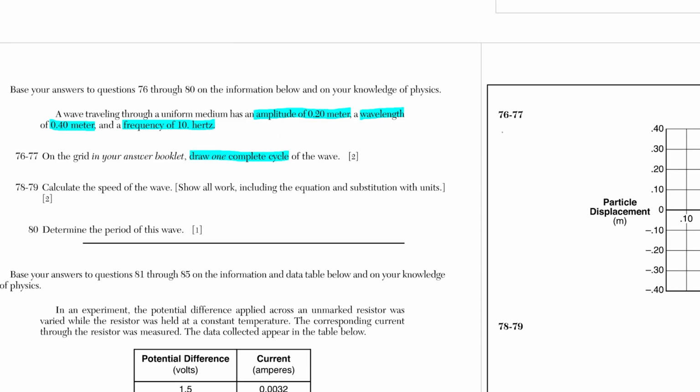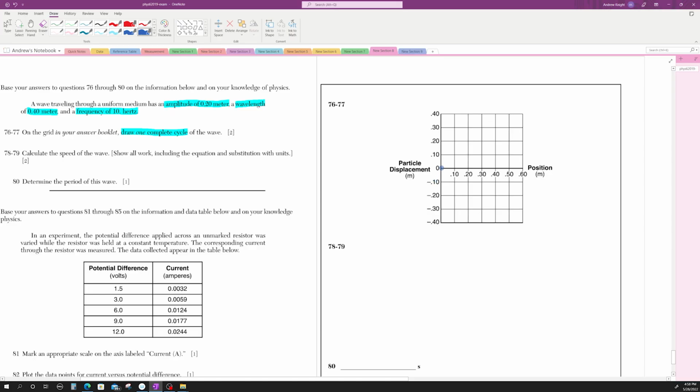So as I'm drawing the wave, I need to make sure my amplitude is 0.2 meters high and my wavelength, or the length of one wave, is 0.4 meters. We're going to start here at 0 and end at 0.4. Halfway in between, I'm also at the equilibrium position, so I'm going to put a dot there as well. Heading toward that spot, my amplitude is going to be 0.2, and then negative 0.2.